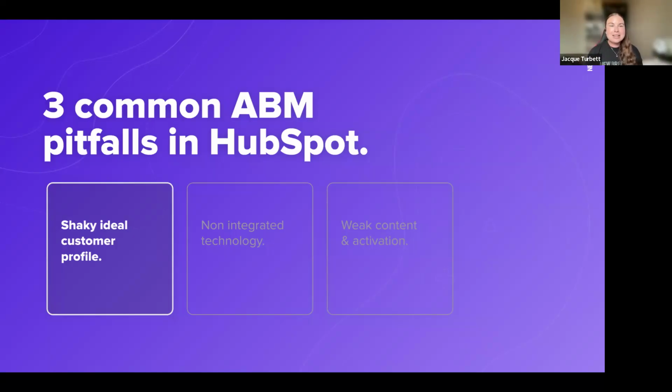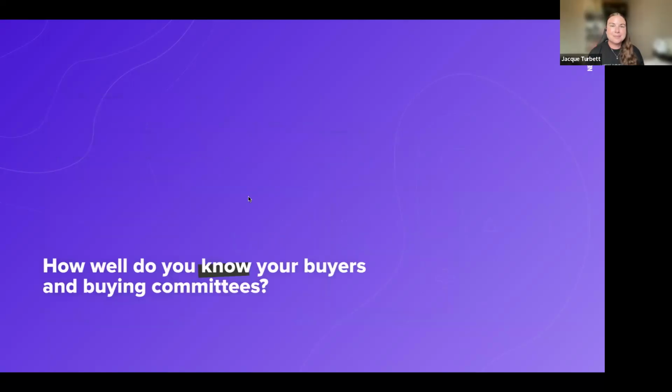So Shaky Ideal Customer Profile is one of the biggest common pitfalls that we see with all of our clients. And having a solid ICP is the foundation to a great ABM go-to-market motion. If you don't know who you're trying to sell to, and more specifically what their roles are at those target companies, you're really missing out and making this harder for yourself than it needs to be. So, how well do you really know your buyers and the buying committee?